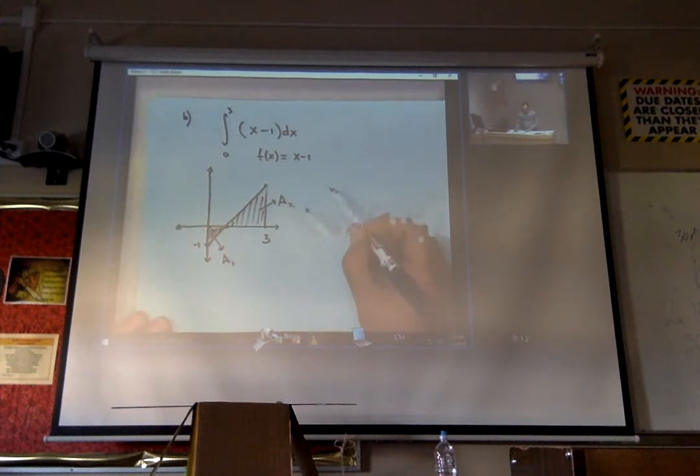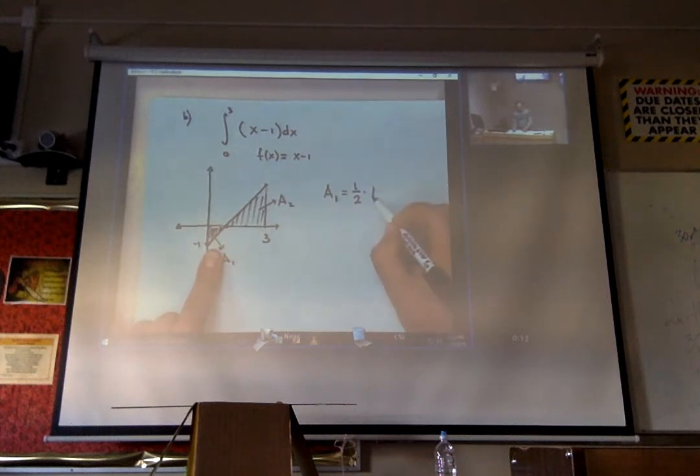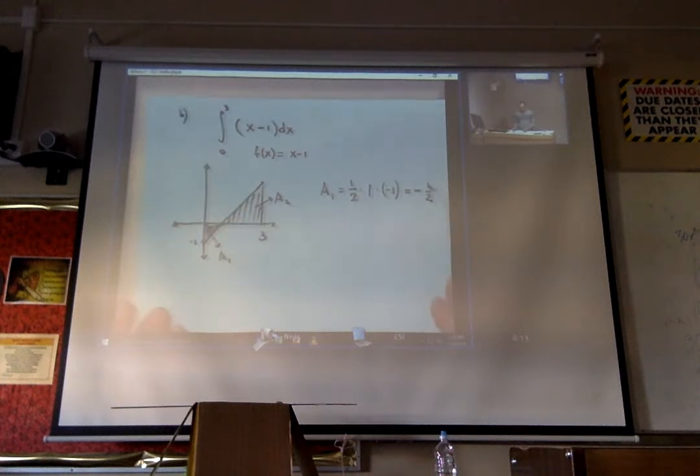So if you are looking for A sub 1, so 1 over 2 times, what's the base of this triangle? A sub 1, this triangle. 1, here's your base, right? The next question, what is the height? The height is -1. And you should know that the area will be negative, right? Because the triangle is sitting where? Below the x-axis, right? So we'll have -1 over 2. So that's the area of this one.